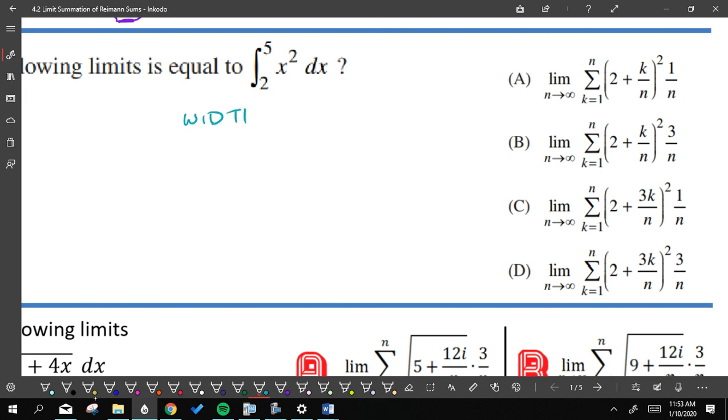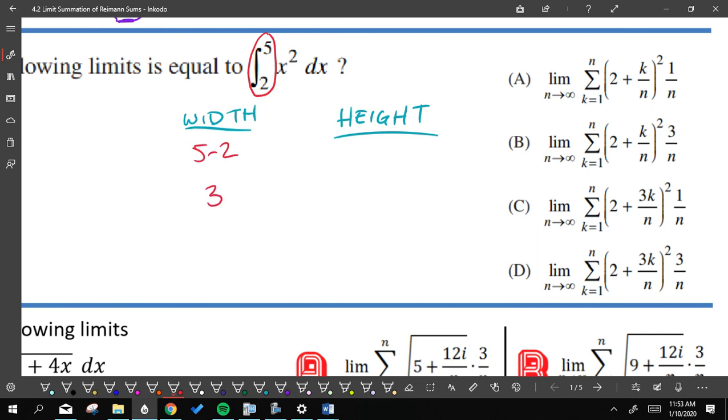So we're starting off with a width. Show me with your fingers, how far is your integral going to span? Good job with the fingers. It's 3. Okay? 3, because I'm going from 5 to 2. 5 minus 2. Oh yeah, that's 3. And I need to divide that by however many rectangles we have, which in this case is 3n. So this is my width.